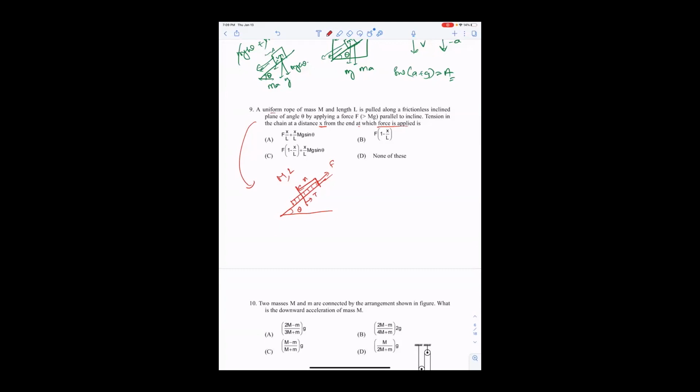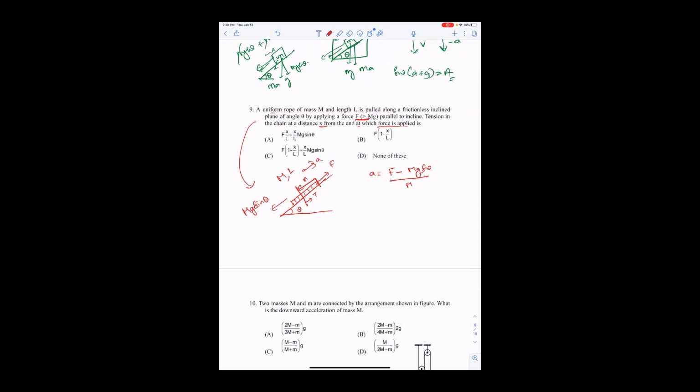Imagine the situation. Now, you know one thing, there is a downward force, capital Mg sine theta. Total mass is capital M, so weight is capital Mg sine theta, right? So what is the acceleration? Acceleration is equal to F minus Mg sine theta by M. So it is accelerating upward. He gave F greater than Mg sine theta. If F is less than that, it will go down. F greater, going up. F minus Mg sine theta by total mass is the acceleration.